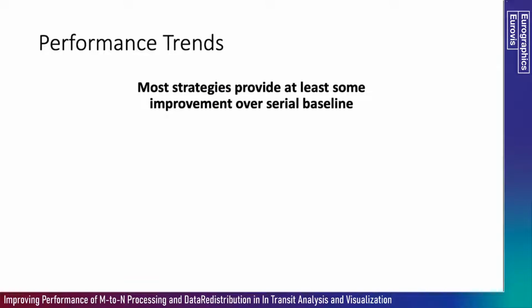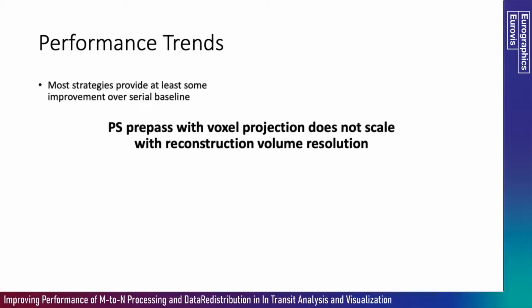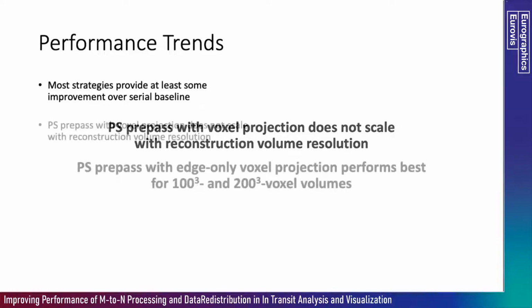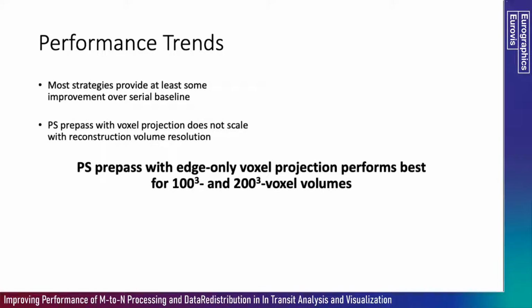So, to summarize, we see that most strategies improve performance over the serial implementation, with improvements ranging from a factor of about 1.1 to well over 6, depending on the specific test parameters. Unfortunately, projecting all voxels performs poorly for the low-resolution volumes and simply does not scale to the higher resolution cases. Edge-only voxel projection may be preferred for problems involving low-resolution reconstruction volumes. It provides the best absolute performance for the 100 and 200 cube voxel volumes.